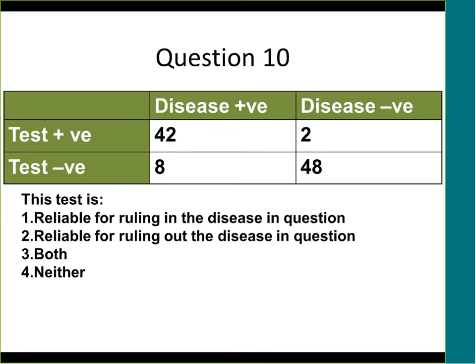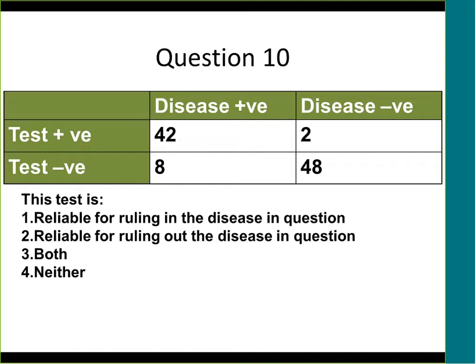Okay, so I'm going to ask you another question. So question number 10 is, again, we have a 2x2 table. We have disease positive, disease negative, and people testing positive or negative. So in this particular question, is this test reliable for ruling in the disease? Is it reliable for ruling out the disease? Is it reliable for both, or is it reliable for neither? So this will require you calculating what the specificity and what the sensitivity for this test is.